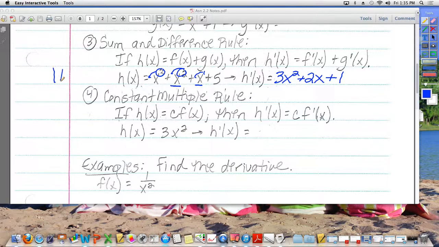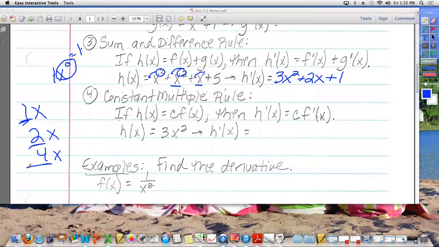So let's talk about that. 1x to the 0 power. What is x to the 0 power? Any number to a 0 power is 1. So this is really 1 times 1. So in other words, if you have a linear function, say x or 2x or 4x, the derivative of those is just going to be 1, or it's going to be 2, or it's going to be 4.